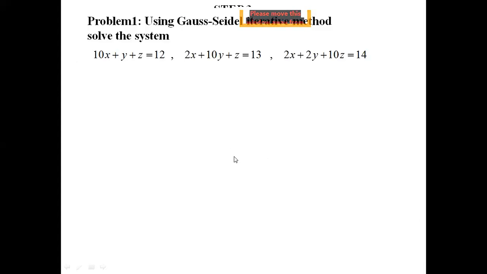Suppose it's asked to solve one system of equations by the Gauss-Seidel method. The first problem is here: using the Gauss-Seidel iteration method, solve the system of equations. Three equations are given with three unknowns. The first equation is 10x + y + z = 12. The second equation is 2x + 10y + z = 13. And the third equation is 2x + 2y + 10z = 14.